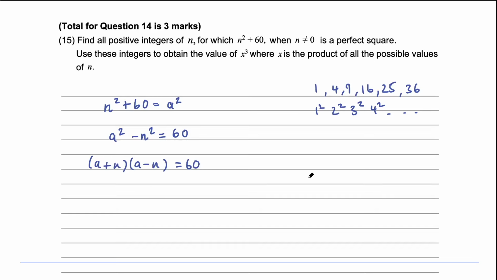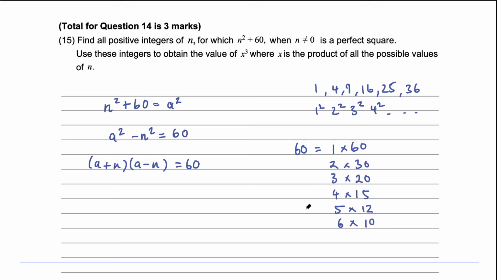So one way to figure this out is to write down the factors of 60. So 60 equals, well, 1 times 60, 2 times 30, 3 times 20, 4 times 15, 5 times 12, and 6 times 10.